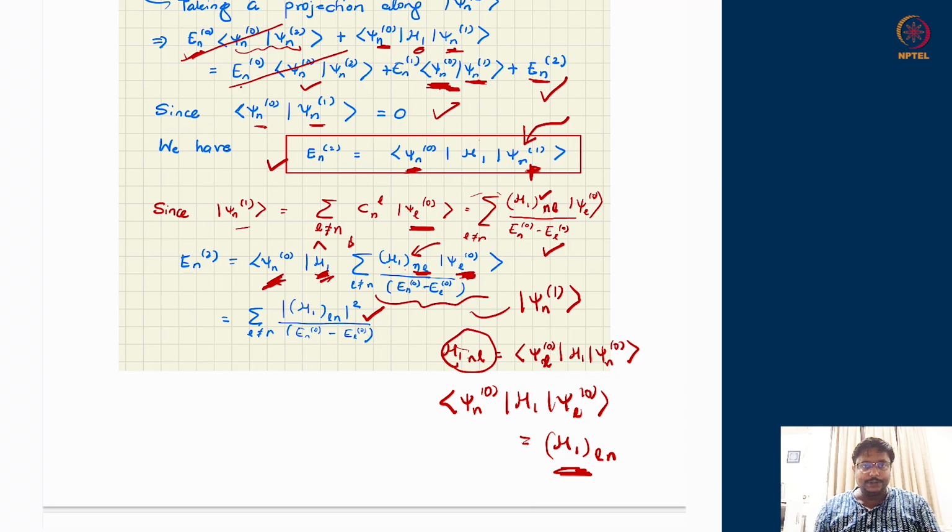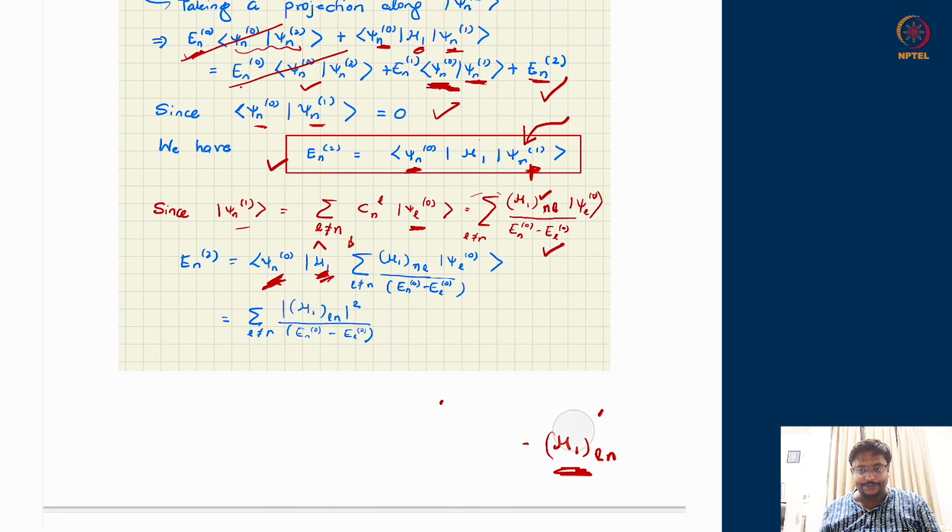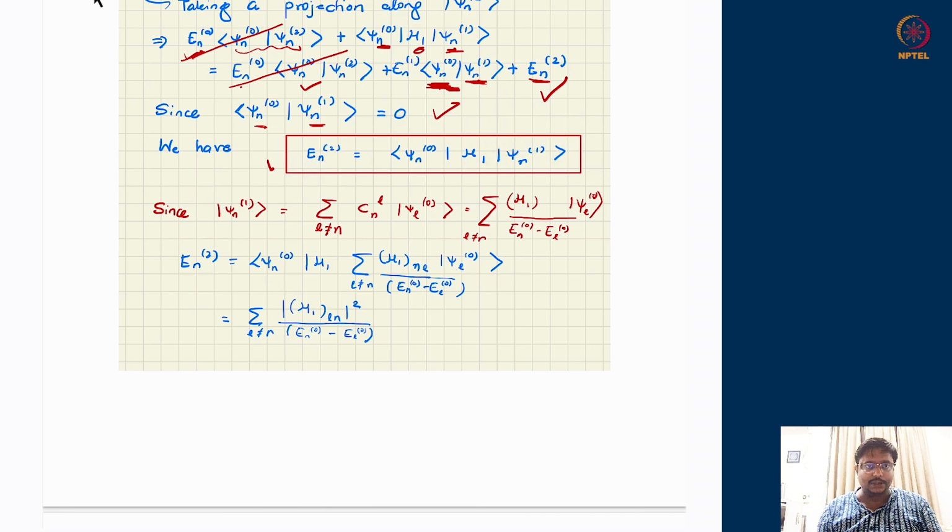So therefore, if I just clean up here, we can again see that feeding the information of the first order expression gives me the second order correction in the energy eigenvalue. En2 is obtainable from psi n1, and that psi n1 information gives me what is the second order energy correction. Okay, all right. Similar game you can play in order to know what is psi n2.